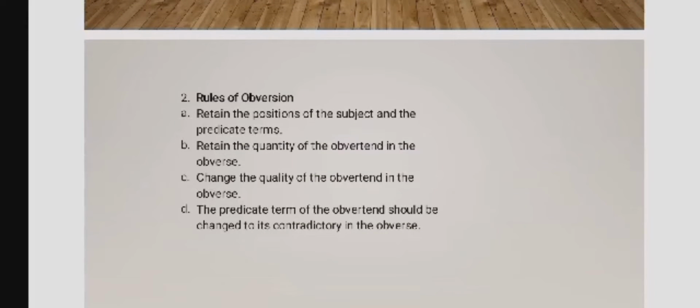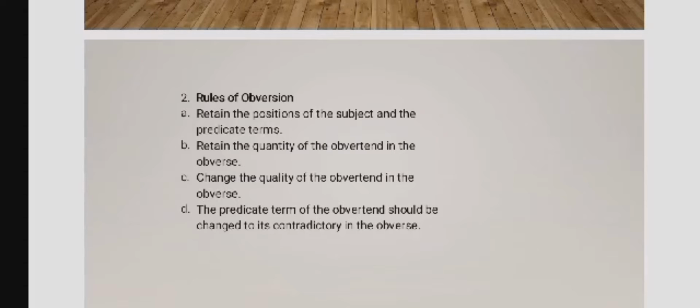A. Retain the position of the subject in the predicate. So, hindi na kailangan pang palitan ang subject at predicate. You have to retain how it should be, unlike sa conversion. Then, letter B, retain the quality of the overturned and the overs. So, just retain the quality of the overturned in the overs to look good. Then, letter C, change the quality of the overturned in the overs. So you have to change the quality of the overturned in the overs.